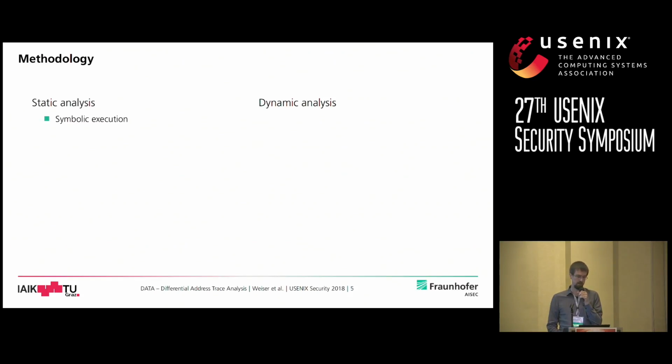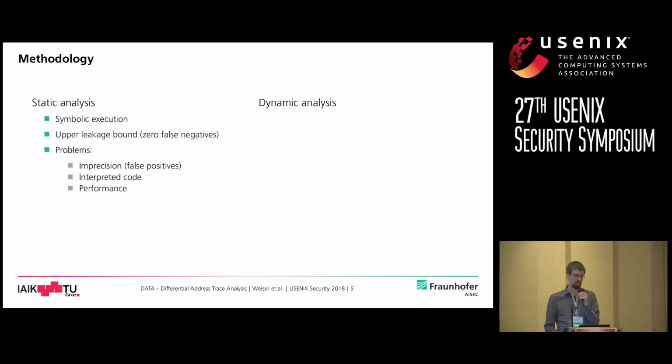Static analysis typically symbolically evaluates all program paths. That way they can compute upper leakage bounds. They can achieve 0 false negatives. They can prove absence of leaks in some cases. However, there are certain problems because they suffer from imprecision, which yields false positives, which prohibits analysis of interpreted code, for example. And also the symbolic execution is quite expensive. It does not scale to large programs.